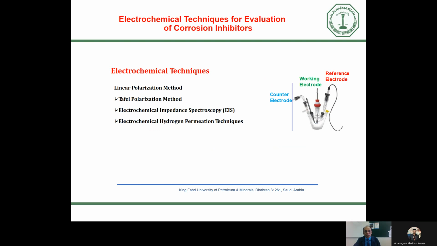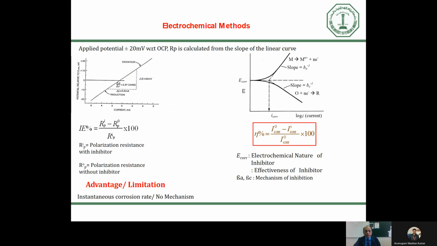We can also find out the efficiency by electrochemical methods, the linear polarization method and the potentiodynamic method. In linear polarization, we measure the polarization resistance at the metal in the absence and presence of inhibitor. Then we find out the efficiency. Similarly, in the potentiodynamic method, we measure the change in current. Corrosion current is measured in the absence and presence of inhibitor, and from the difference of this corrosion current we can find out the effectiveness of the inhibitor.